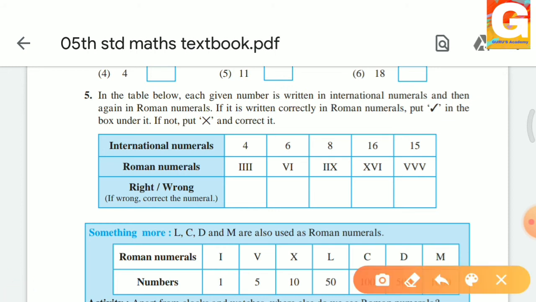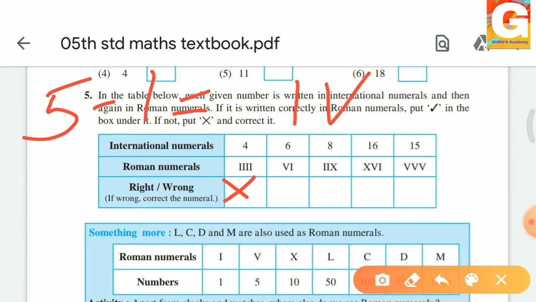Now let's check. Our international number is 4. But how have they written the Roman numeral? Is this the correct one? No. We have learned how you're supposed to write 4. 4 means what? 5 minus 1. That means this is your 5. Minus means you have to write to your left hand side. This is how we are supposed to write Roman number 4. So what will you do in the box? Will you tick or cross? Yes, correct. You will cross over here because the Roman number they have given is wrong.